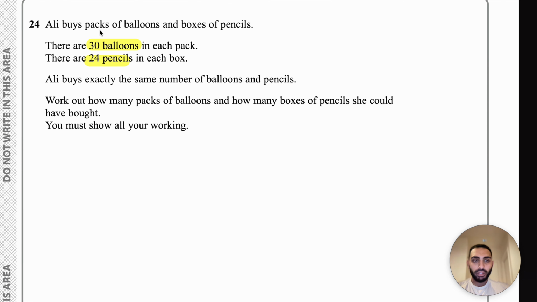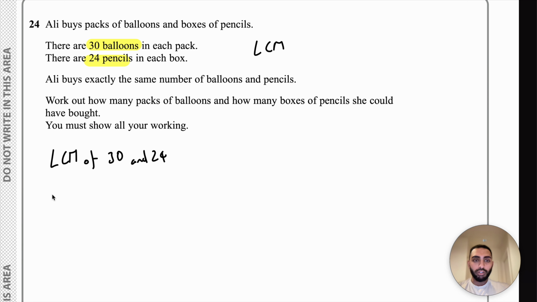Show all your working. So with this, first thing that you need to think about, is this a highest common factor question or is it a lowest common multiple question? Because we're repeating the packs and the boxes, it's going to be a lowest common multiple question. So all we're doing is we're finding the lowest common multiple of 30 and 24.